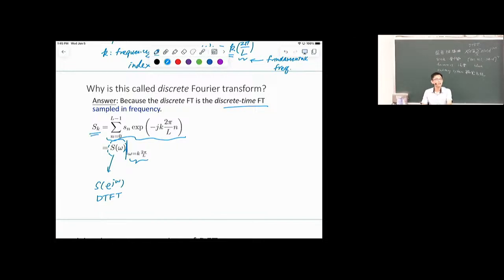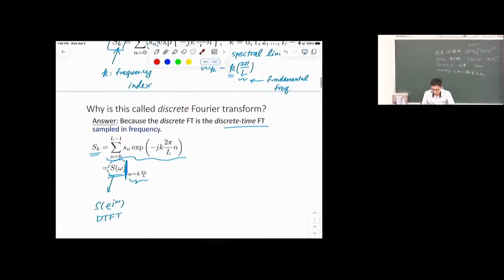Should I say that again? You compute the DTFT in the good old-fashioned way right here using this method. But then when we evaluate DTFT at exactly this frequency, K times the fundamental frequency, that gives you the kth component of DFT. Or in short, DFT is DTFT sampled in the frequency domain.